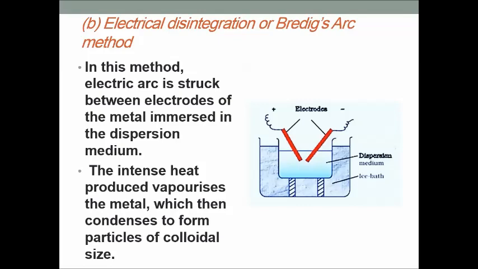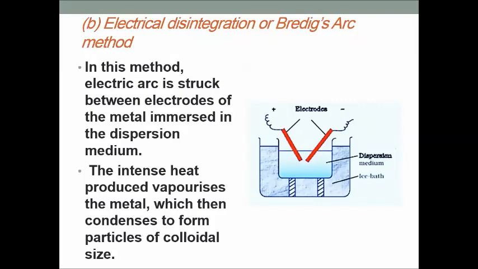Here you can see a diagram where we have a container in which ice water is kept. Inside the ice water, a beaker is there containing the dispersion medium, or the solvent. In that beaker we have kept two electrodes connected to the cell. Now how does this method work? An electric arc is struck between the electrodes of the metal immersed in the dispersion medium, and the intense heat produced vaporizes the metal, which then condenses to form particles of colloidal size. This way we can get the sol, or the colloid.